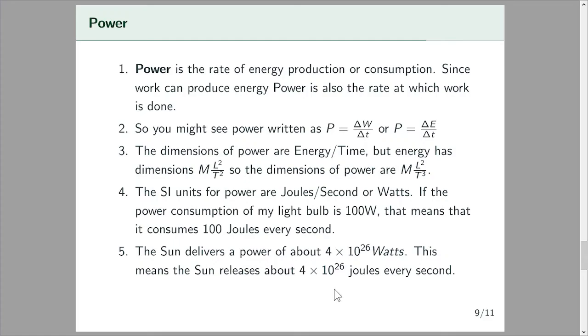Or to put that differently, if the sun burns out, we've got to go down to Lowe's and find a light bulb that has 4 times 10 to the 26 watts on it. I think that's in aisle 17.